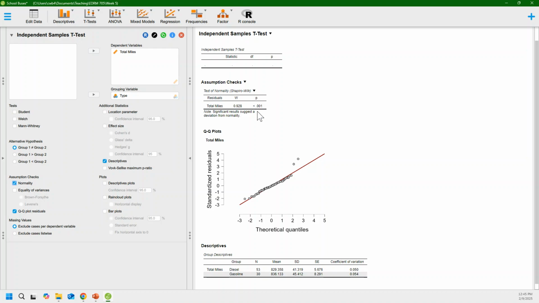So when I see my p-value, I'm going to say that I can assume normality if I don't get a p-value that's less than 0.05. If I do get a p-value that's less than 0.05, there's evidence against normality. And there's a little note under here that says significant results suggest a deviation from normality, basically that our data are not normal. And so this is some evidence here that our data are not normal.